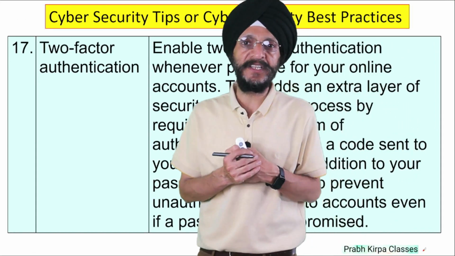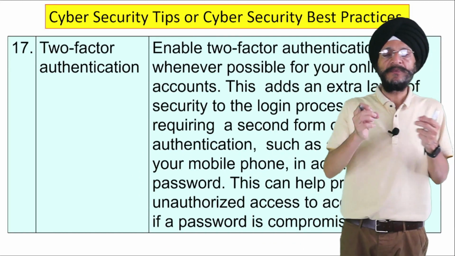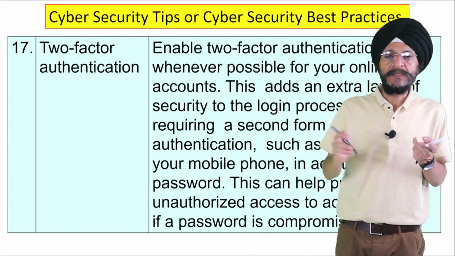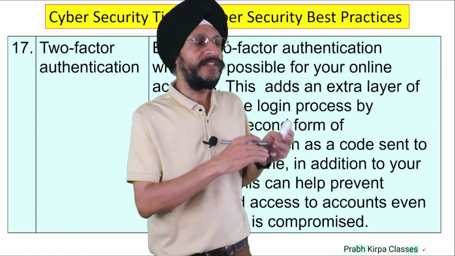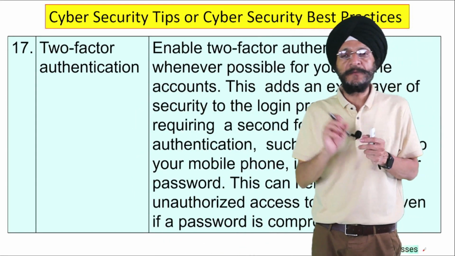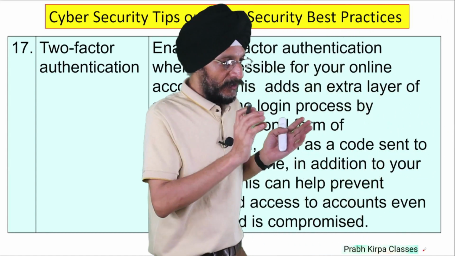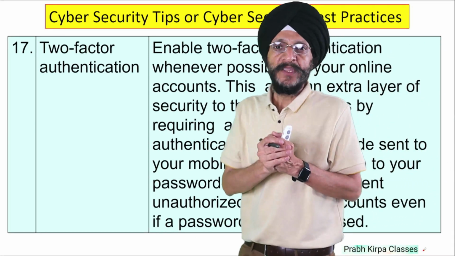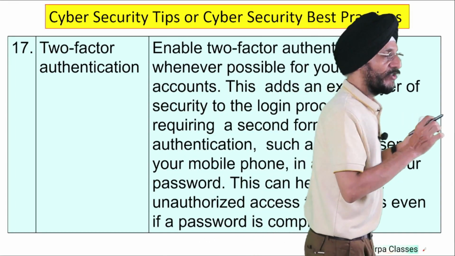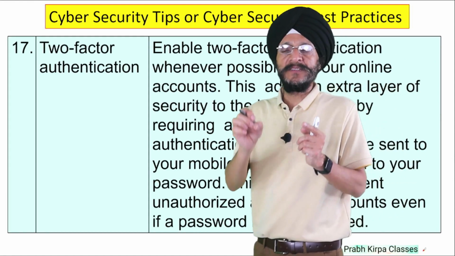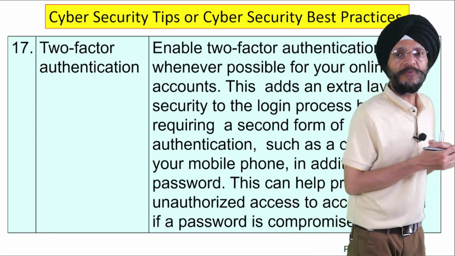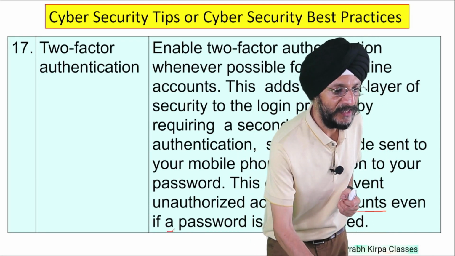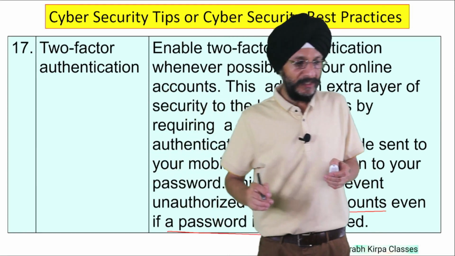Next point is two-factor authentication. What is two-factor authentication? Normally, when we use our email account, we have to fill in our password. But now the latest trend is that two-factor authentication is being used. In this case, in addition to the password, an extra layer of security is there, and a code is sent to your email account or to your mobile phone, and you have to fill in this code in addition to the password to access your system. So wherever possible, two-factor authentication should be made operational. This will prevent unauthorized access to your account even if the password is compromised or known to another person.